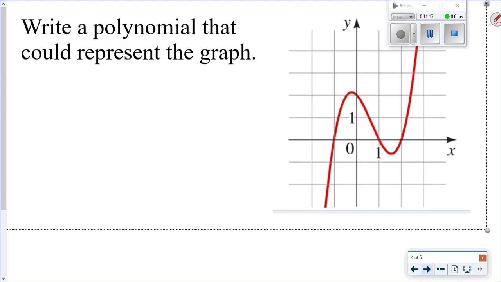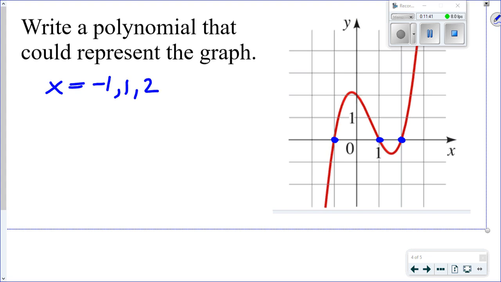All right. Now, what if we're given a graph? We can find an equation that represents the graph. So the idea is the same. Graphically, we can look for the x-intercepts, which are the zeros. So my zeros in this case would be negative 1, 1, and 2.